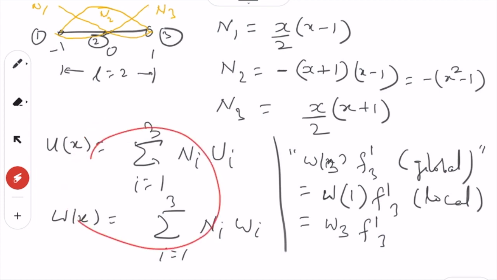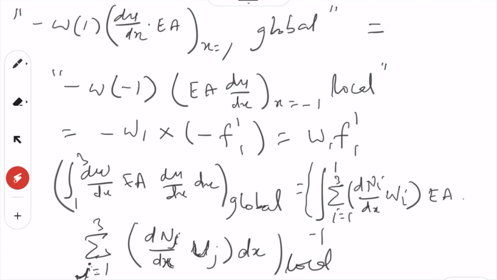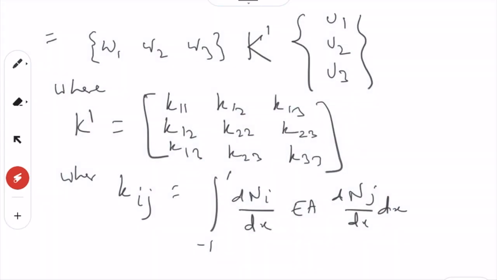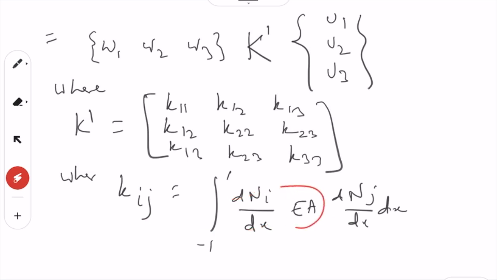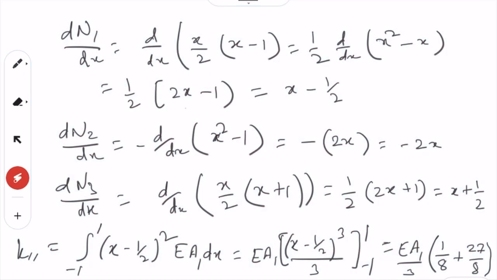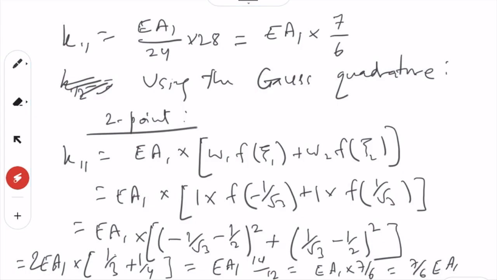Then we wrote u and w in terms of shape functions, and found the weak form in terms of those N's. Then from the continuous system we wrote the discrete system, where the stiffness matrix is given, the individual entries being given in terms of shape functions, Young's modulus and the area. We found the derivatives of those shape functions and then the entries of the stiffness matrix. We calculated K11, for example, and even did the integration using Gauss quadrature, and found exactly the same values.